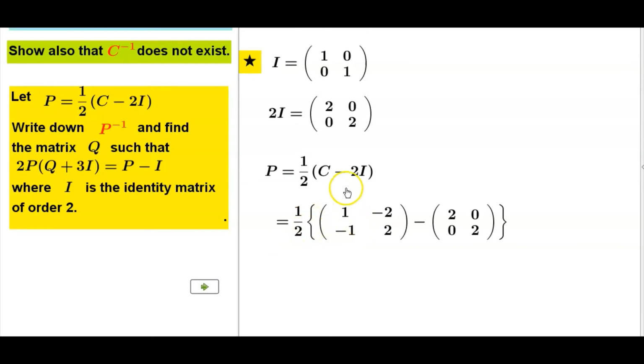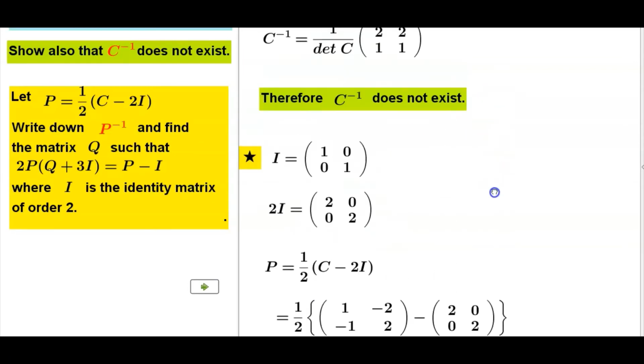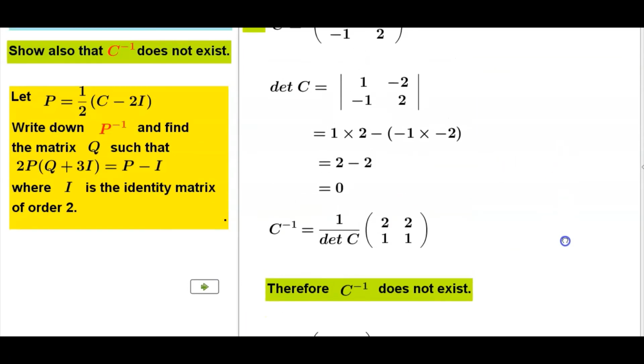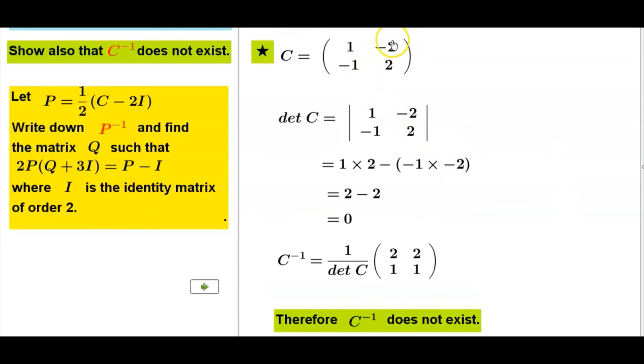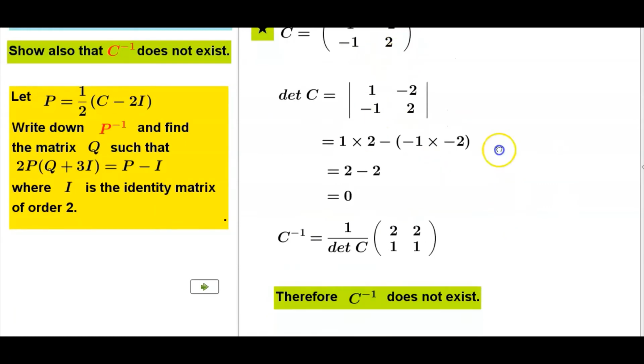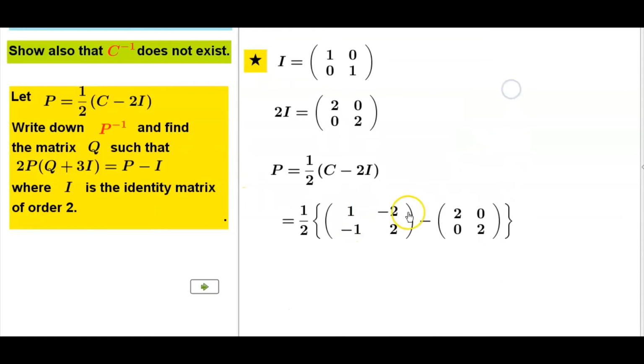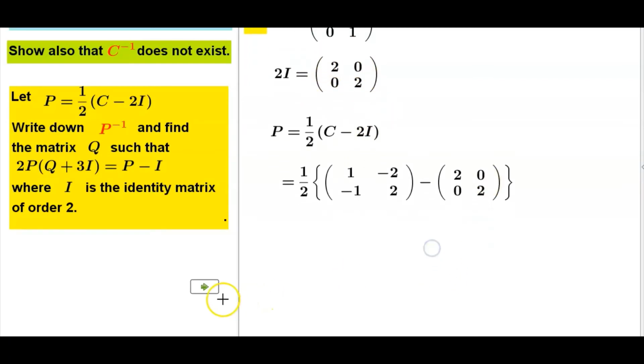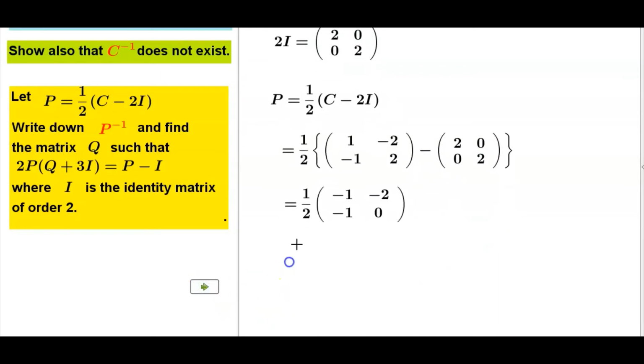Therefore, half into, for this matrix C, 1, minus 2, minus 1, 2, minus, for this 2I we can substitute this matrix 2, 0, 0, 2. When simplifying this, half outside, the corresponding elements should be subtracted.